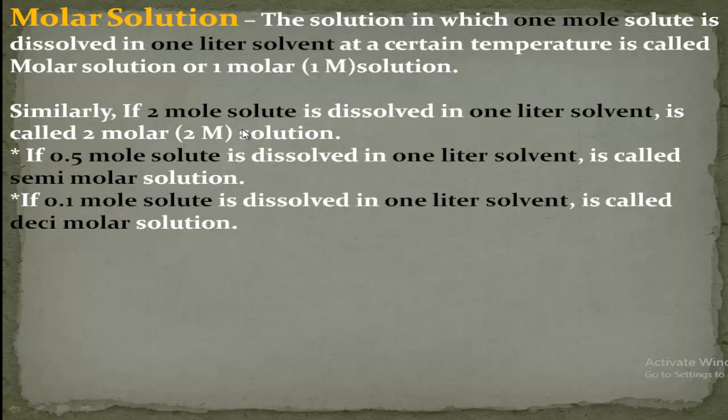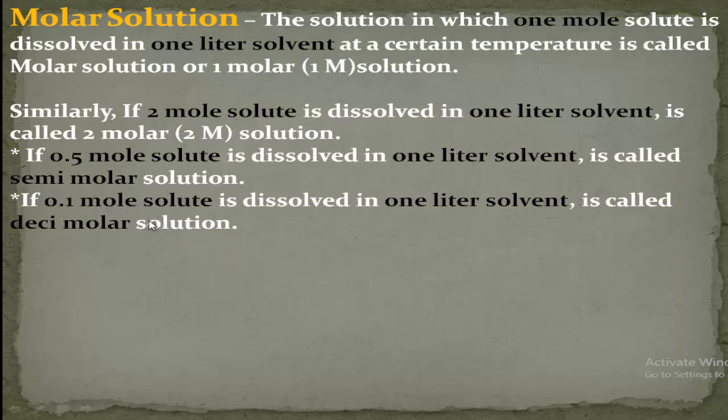So my dear students, you can observe here, the amount of solvent is always fixed, and that is 1 liter, but the amount of solute is different in case of different solutions. In case of 1 molar solution, 1 mole is present. In case of 2 molar solution, 2 mole is present. And in case of semi-molar solution, 0.5 mole is present. And in case of decimolar solution, 0.1 mole is present.